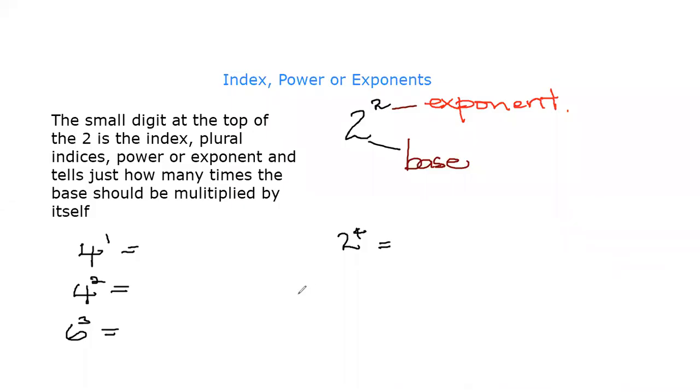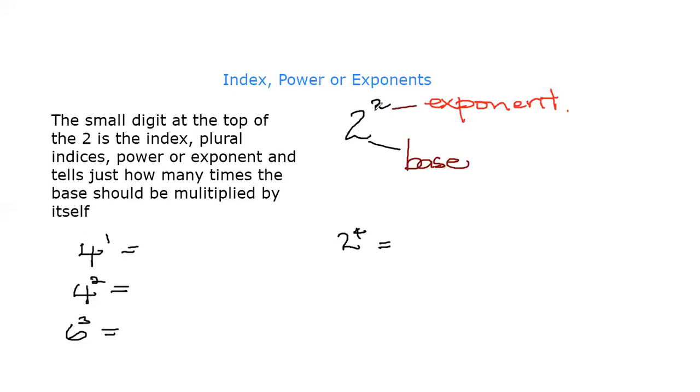So let me go over to share my screen. And here we have on screen our topic, index, power or exponent. And are you all seeing that clearly? Yes, sir. All right. Shakwana, could you read for me this little section over here? The small digit at the top of the two is the index, plural indices, power or exponents, and tells how many times the base should be multiplied by itself.